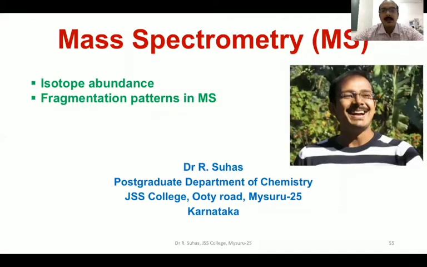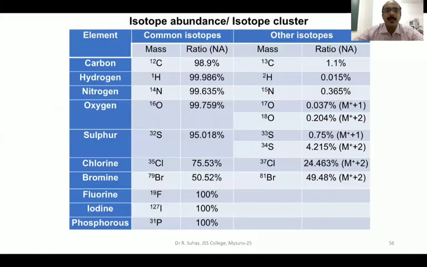Hello everyone. In this module, we are going to continue with the mass spectrometric topic, and under that, today we are going to study isotopic abundance or isotopic cluster, followed by various fragmentation patterns in mass spectrometry. As soon as we say isotope, it is the one which has the same molecular formula but a difference in the molecular weight or atomic weight of the sample. So depending on the isotopic abundance, there will be different mass ions in the mass spectrum of a particular compound.